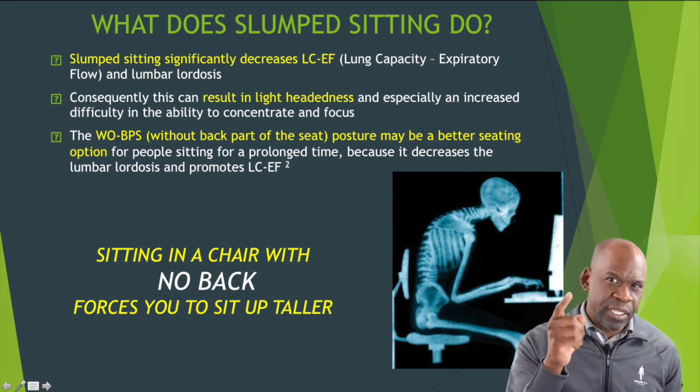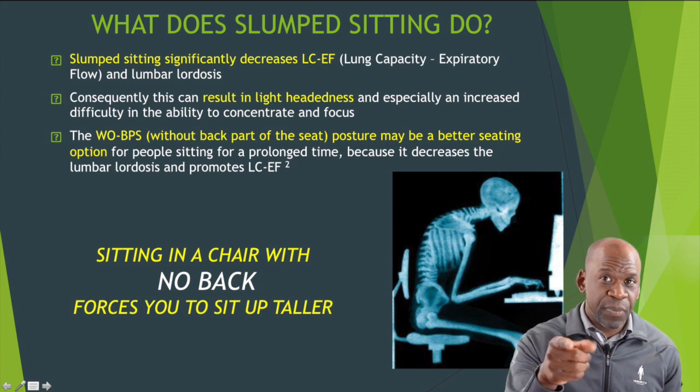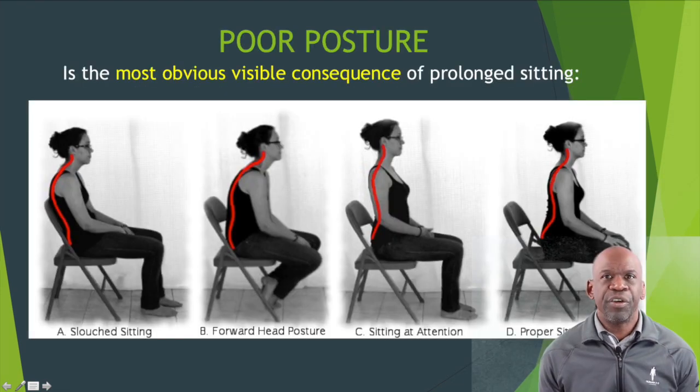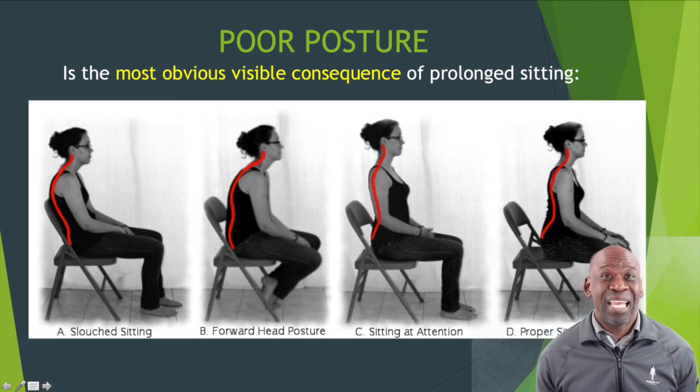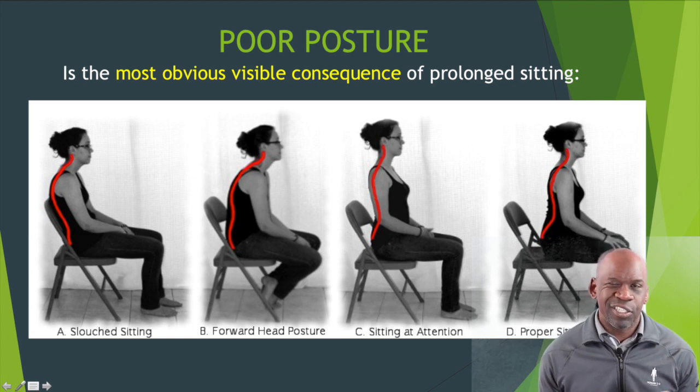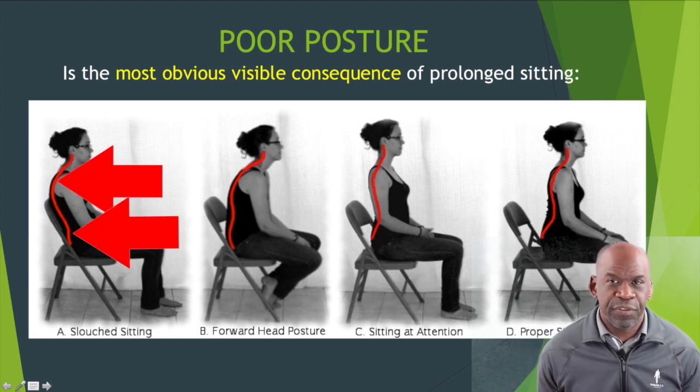And ultimately, this results in lower concentration and lower focus at work. So here you can see that on the left-hand side, we have somebody who is sitting in a slumped posture, and you can see that rather than the normal 4 curves which should be present in the spinal column, we can see that largely there are only 2 curves.